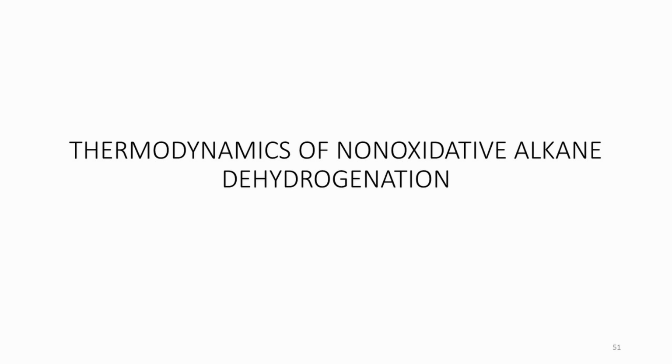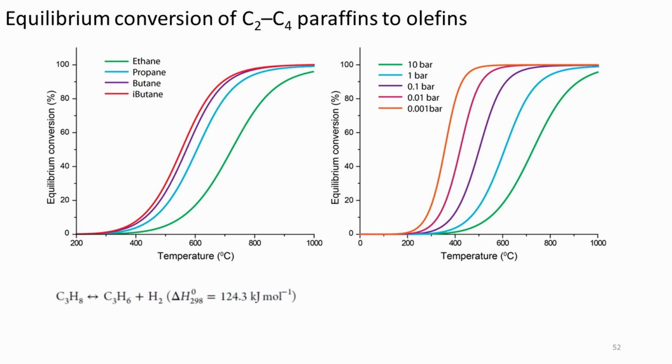Let's consider the thermodynamics of the process. From the chemical perspective, dehydrogenation is a one-step reaction through which light paraffin can be converted into the corresponding olefin and hydrogen. The reaction is thermodynamically limited and highly endothermic, which according to Le Chatelier's principle implies that higher reaction temperature and lower paraffin partial pressure are needed to achieve high conversion.